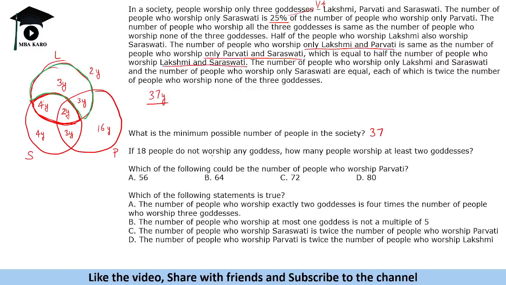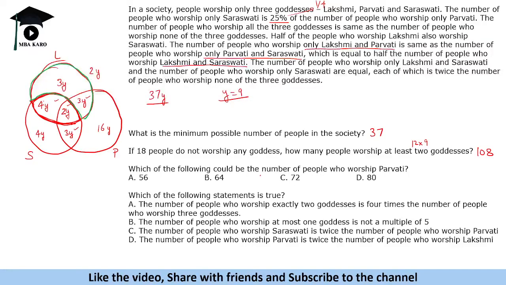If 18 people do not worship any goddess, how many people worship at least two goddesses? So if we talk about no goddess, that is 2y equal to 18, that means y is equal to 9. So we have to substitute y equal to 9 to answer this question. At least two goddesses means two or three goddesses. So 4, 7, 10, 12. So 12 into 9, that is 108.